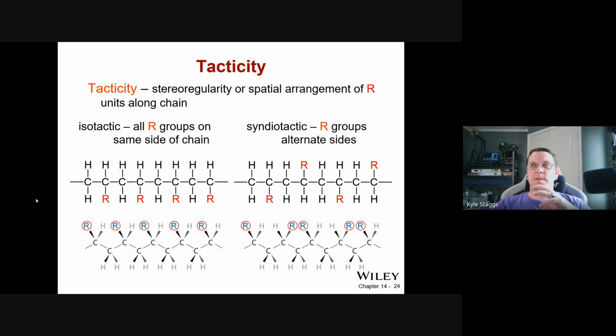But this is one of the things that we can understand about the terms that are being used if we have a clear idea of what is iso and what is syndio. Iso meaning same side and syndio meaning opposite sides or opposing sides.